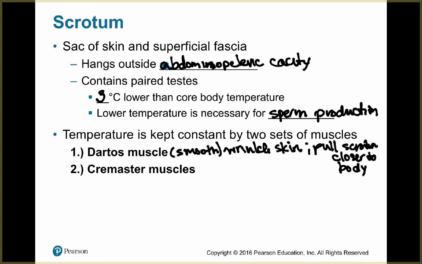Now, the cremaster muscle is skeletal muscle, and this basically helps to elevate the testes. So these guys together will work to either make the scrotum shorter or more wrinkled. If that happens, it'll pull it closer to the body, so the temperature will increase, or it'll become flaccid and loose to increase the heat loss when it's too warm, so it'll hang lower. So these muscles work together to allow the temperature of the testes to remain pretty much constant.